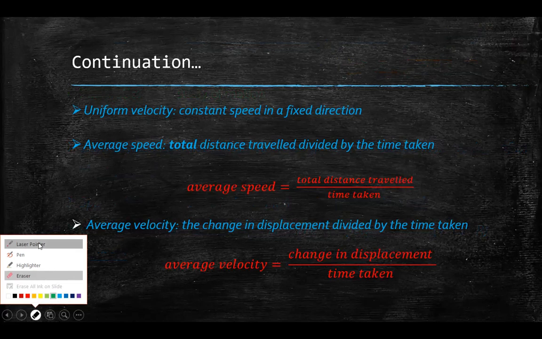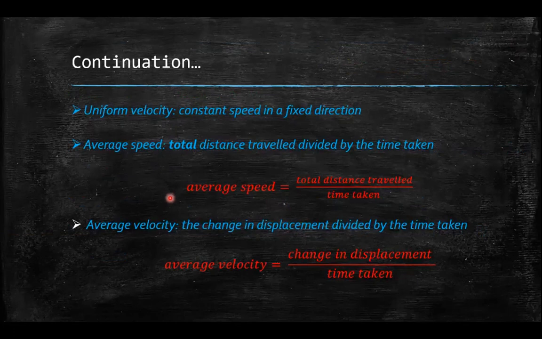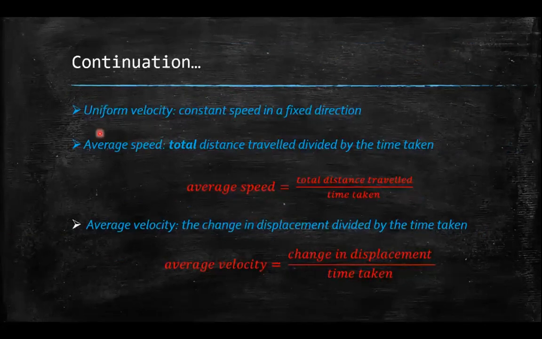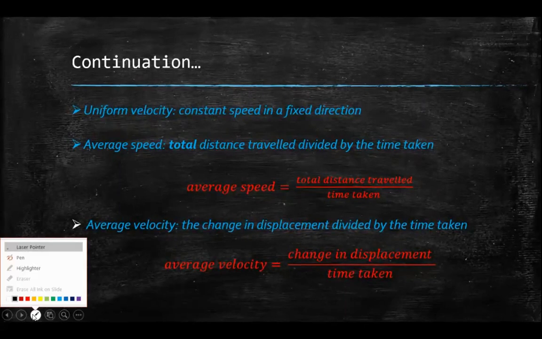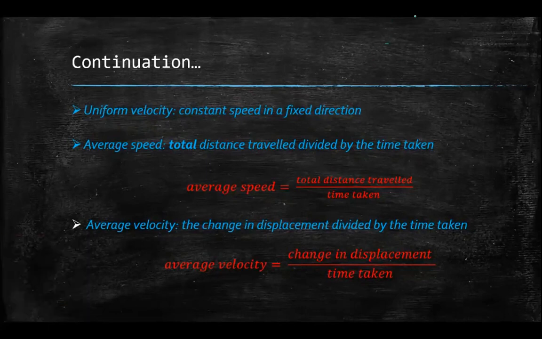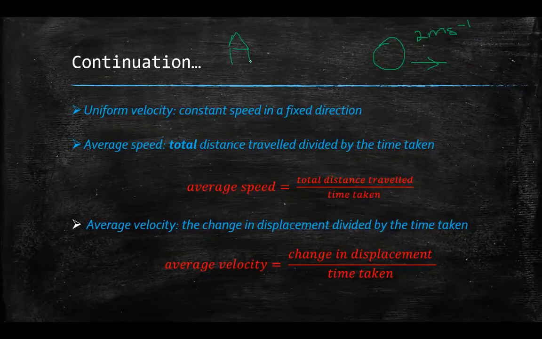Continuation. Uniform velocity. What is uniform velocity? It's a constant speed in a fixed direction. Or instead of uniform velocity, you might hear constant velocity. It means the same thing, right? Constant speed in a fixed direction. So back to my car, 2 meters per second, moving this way to the right. Or let's just say forwards, right? It's going from this point to this house here to this house here. And it's on a road. And it's moving from here to here, going forward.